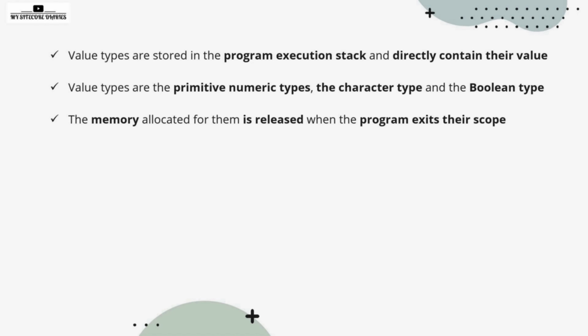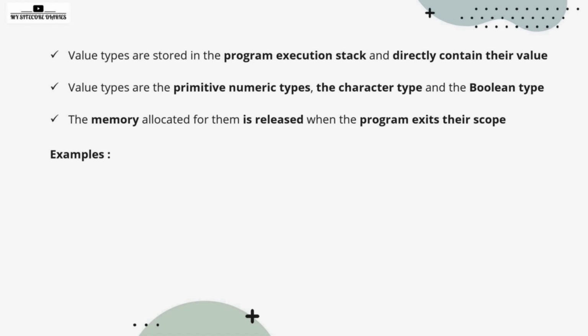So when you define any primitive numeric type or character or boolean, those are the value type variables, and their memory is released when your loop exits. So if you define a variable within a class, then the memory will be released as soon as your scope is finished.